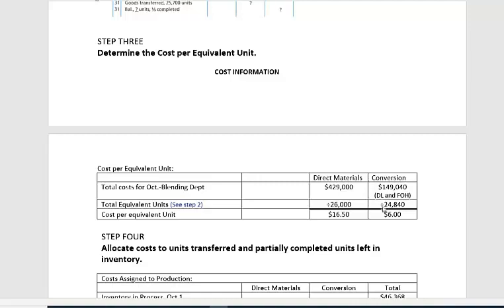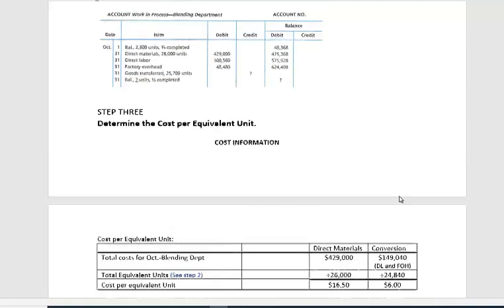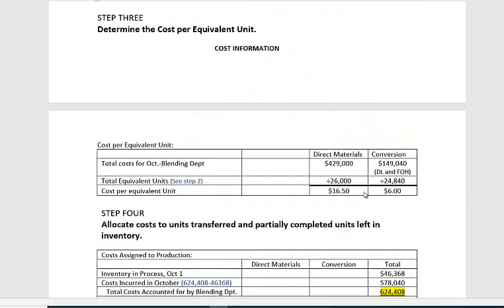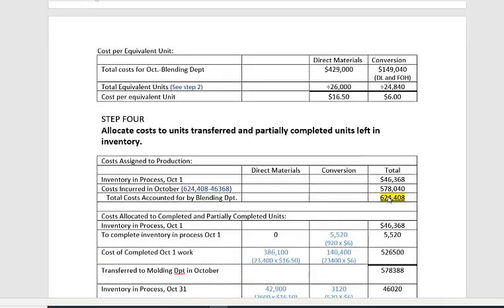So we're going to divide that figure by the number of equivalent units for conversion cost. So that was $24,840, and that gives us $6 per unit as far as conversion costs. Okay, step 4, we're almost finished. We're going to allocate costs to units transferred and to the partially completed units.